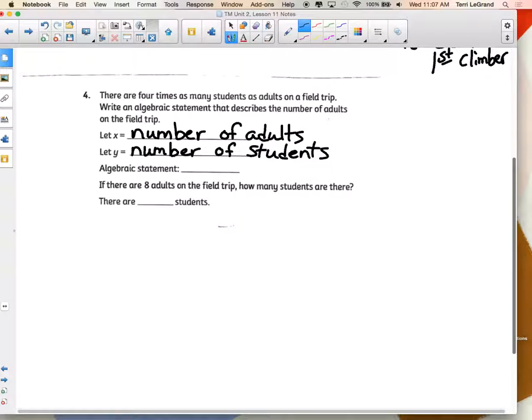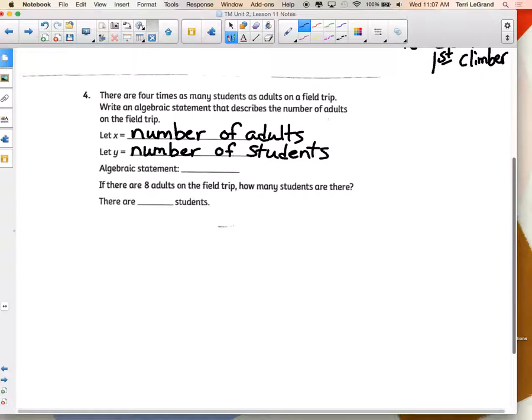Okay, now we gotta come up with an equation. What do you think we could use? Let's try it. Let's do something. What do you think we could write? There are 4 times as many students as adults on the field trip. Let's go back to that there's 5 times as many students in here as there are adults.